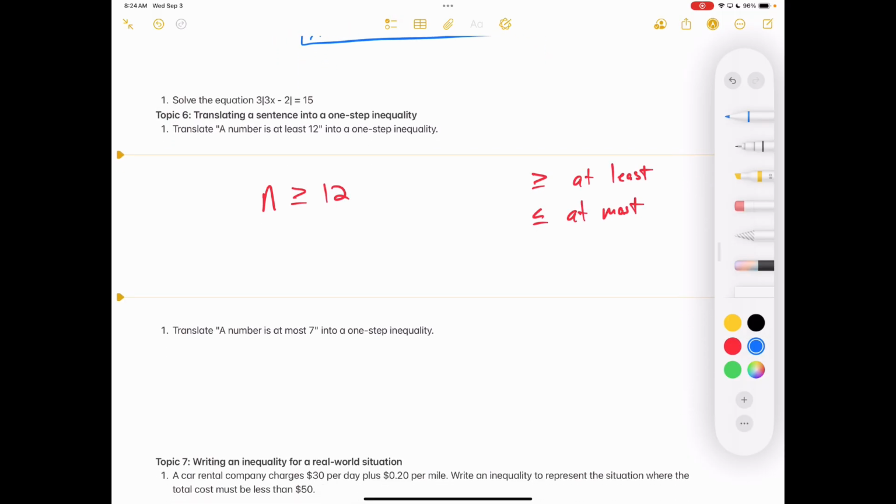Oh, and our next one is at most. So a number is at most 7. That means the biggest number it can be is 7, but it could be anything less than 7.